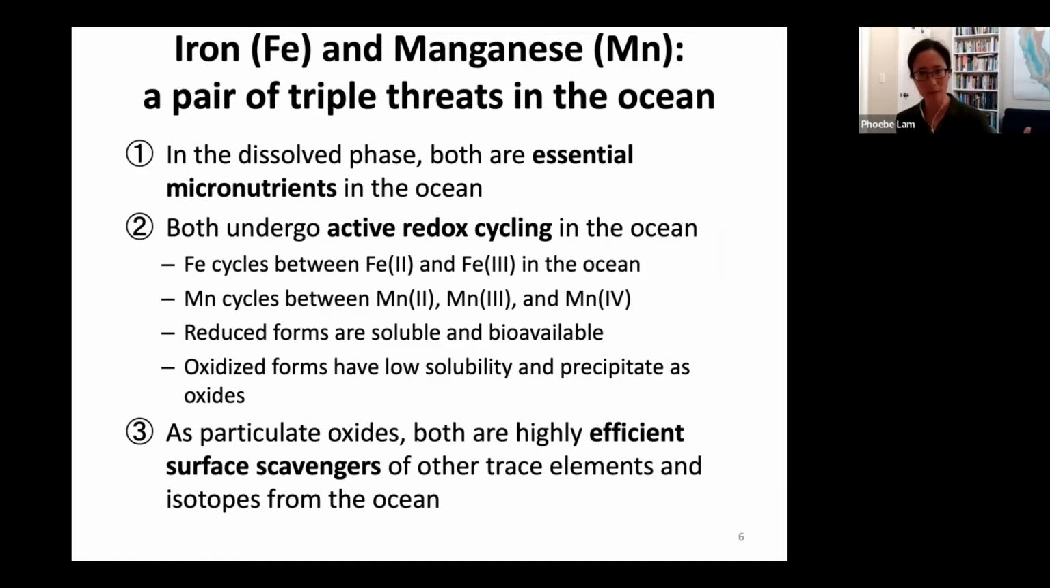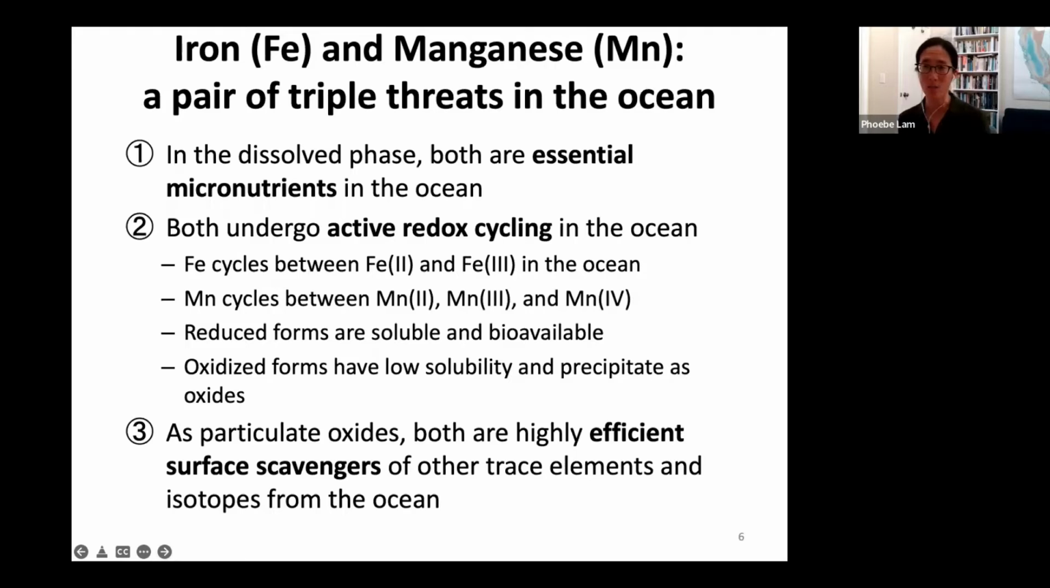In the dissolved phase, both are essential micronutrients. Both of them have active redox cycles: iron cycles between iron 2 and iron 3 in the ocean, manganese cycles between manganese 2, 3, and 4. Both of them are more soluble in their reduced form, so iron 2 and manganese 2, and therefore more bioavailable. Since both of them are nutrients, if they're in that soluble form, they will be more bioavailable.